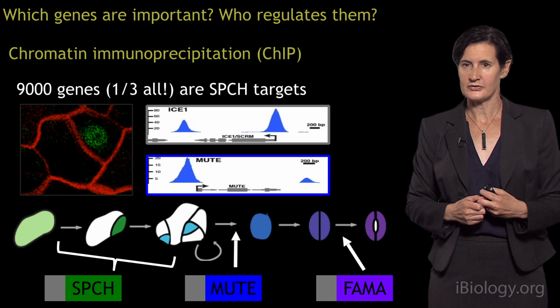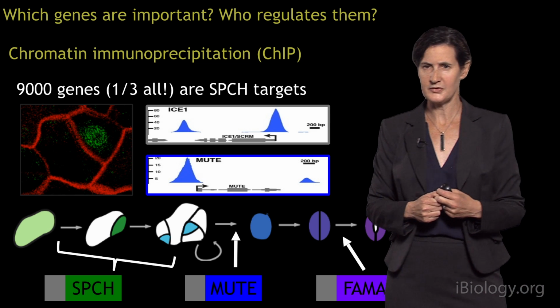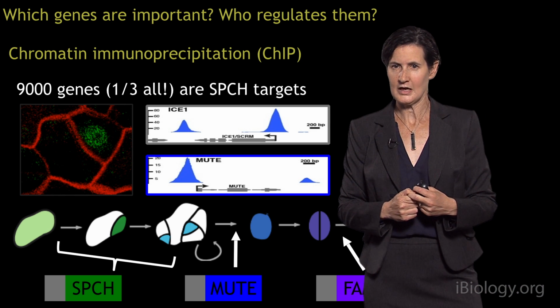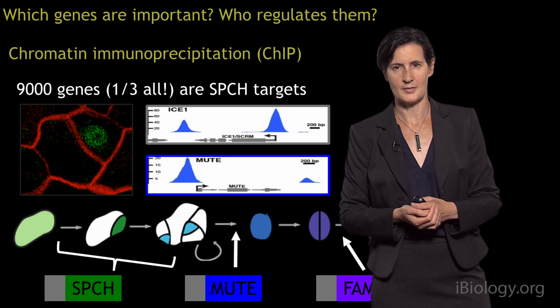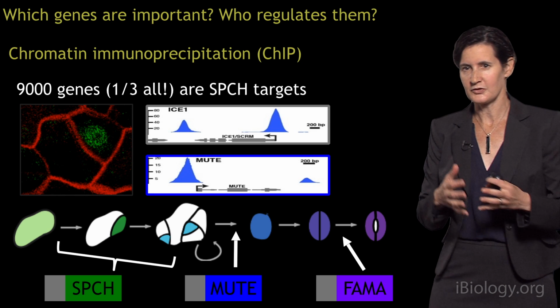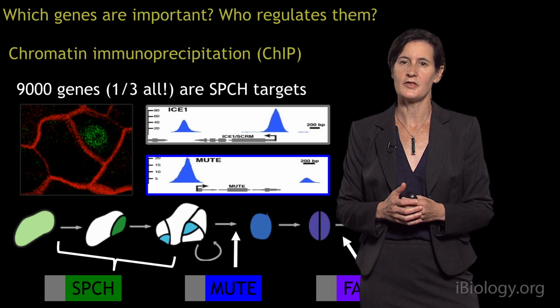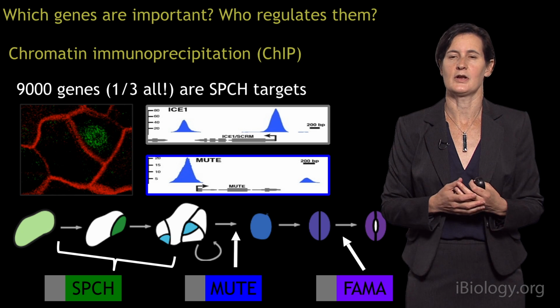Well, it turns out that speechless binds to 9,000 genes. And in Arabidopsis, there are about 27,000 genes. So it looks like it's binding to about a third of all the genes in Arabidopsis, and that's an awful lot. So we thought about that for a while, and we're still trying to work on all of the things that it regulates. But I think there are two really key points that I want to bring up.